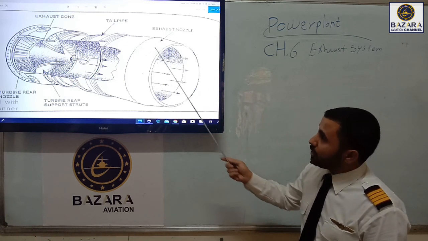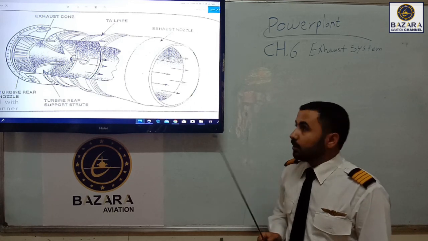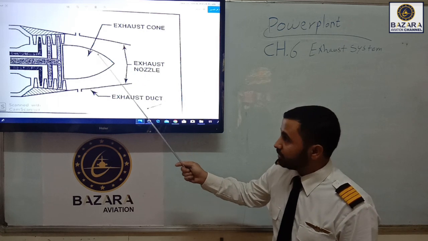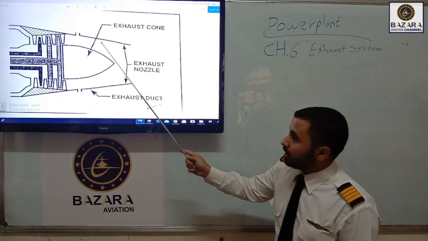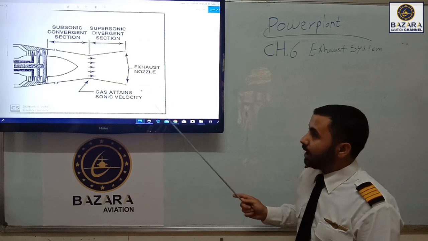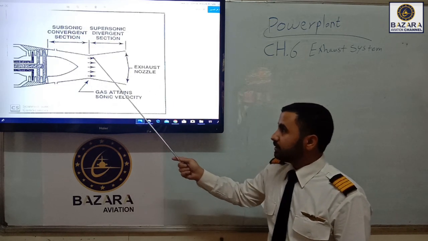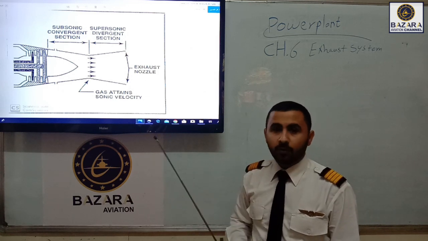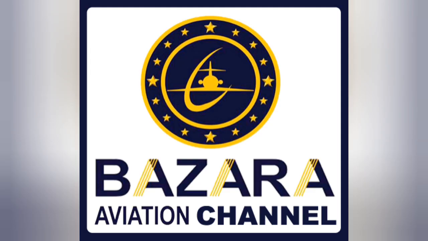In the exhaust nozzle we have two types. The first type of exhaust nozzle is the convergent nozzle, and as we see here it is convergent. After that we have the convergent divergent nozzle, and this is the second type of exhaust nozzle.